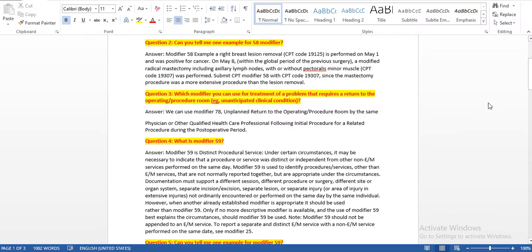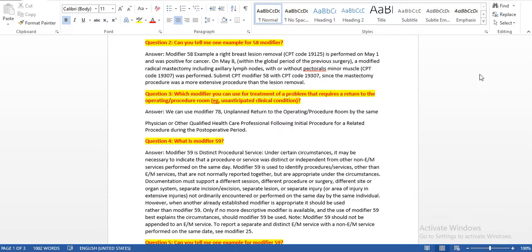Next, question 2. Can you tell me one example for modifier 58? Answer. Modifier 58 example is as follows. For example, a patient has a right breast lesion removed on May 1 and it was positive for cancer. On May 8th, a modified radical mastectomy including axillary lymph nodes with or without pectoralis minor muscle was performed. We need to submit CPT modifier 58 with CPT code 19307 since the mastectomy procedure was a more extensive procedure than the lesion removal.